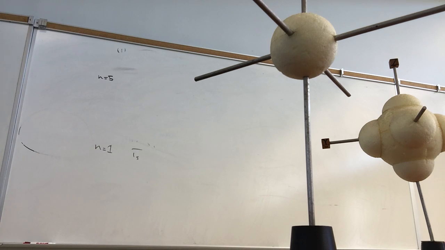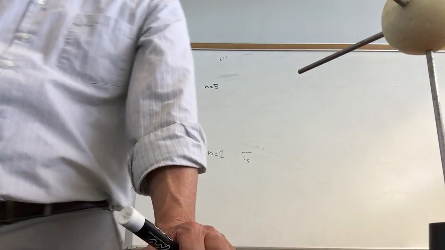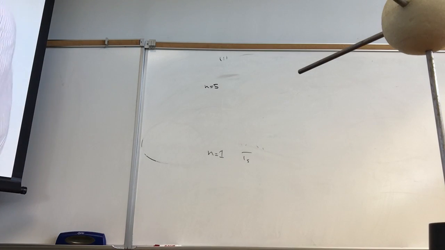Each n level has how many total orbitals? Look at the pattern. Do you see it? How many orbitals did n equals 3 have total? Count them. So n equals 1 had 1 orbital, n equals 2 had 4 orbitals, n equals 3 has 9 orbitals. So what's the mathematical pattern? N squared. And so they're n squared.